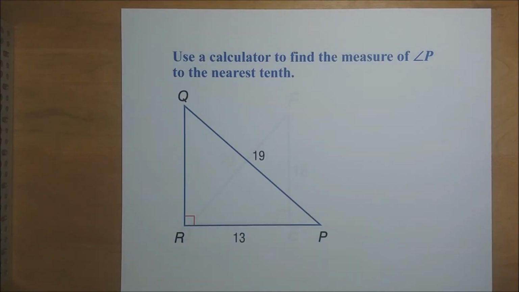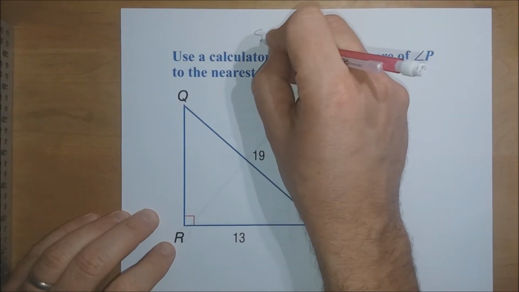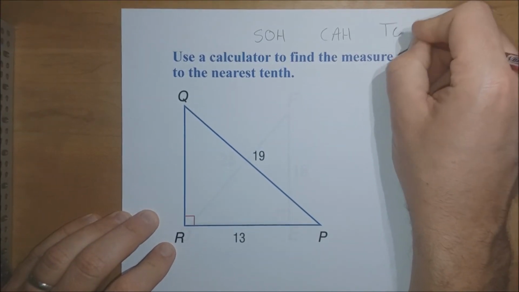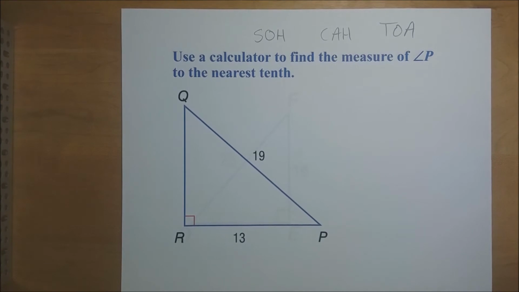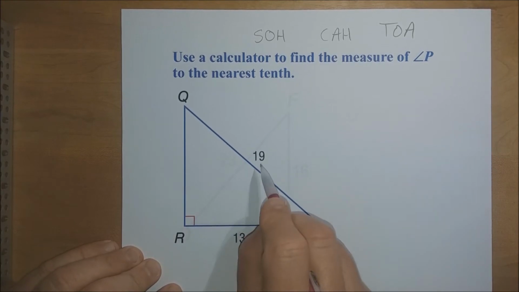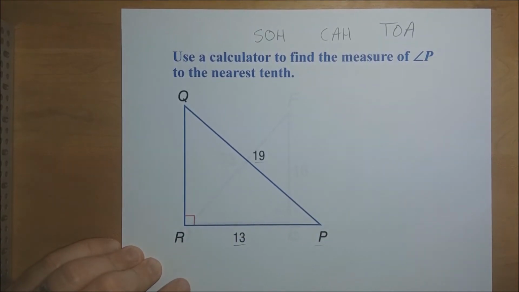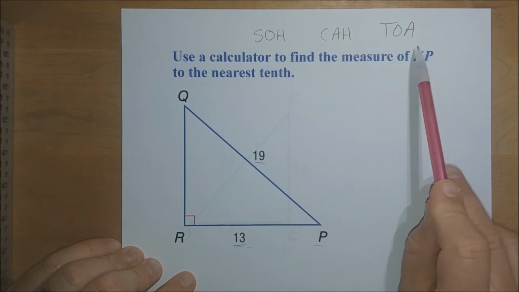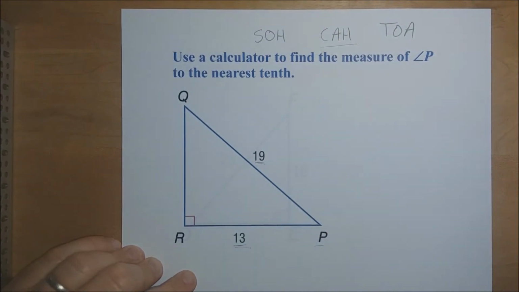Let's try this one right here. Could we use a calculator to find the measure of angle P to the nearest tenth? Now don't forget, SOH CAH TOA is still important. Why do I need this? Well, I need it to figure out which of my inverse trig functions to use. When we're talking about angle P, what sides are these with respect to angle P? I've got the adjacent side and the hypotenuse. Which trig function correlates adjacent and hypotenuse? That is cosine. So I'm going to want to use the inverse cosine.